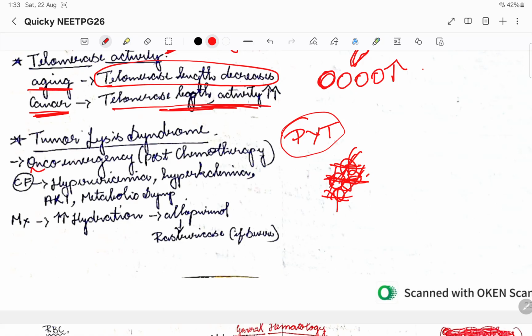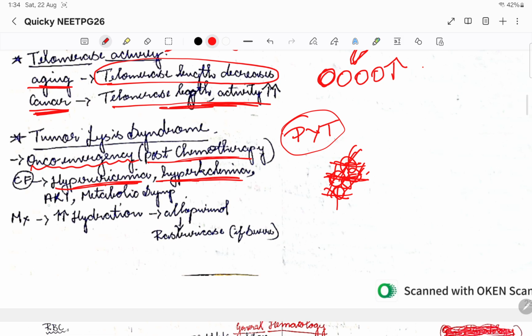What is it? It is an onco emergency. Onco is nothing but cancer, right? So post chemotherapy, tumor lysis syndrome will happen. The clinical features are hyperuricemia, hyperkalemia, acute kidney injury, and metabolic symptoms. Please remember this.